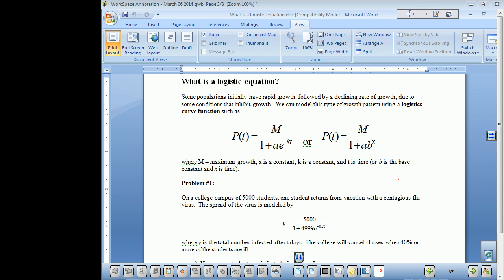Today, what we're going to look at are functions called logistic functions. We're coming up with logistic equations, and we see the word log in it, don't we? We also see we have one form where we have e to the negative kt, and another form where we have b to the x.